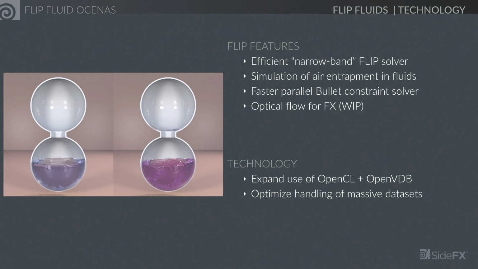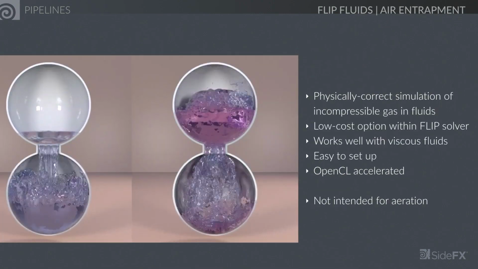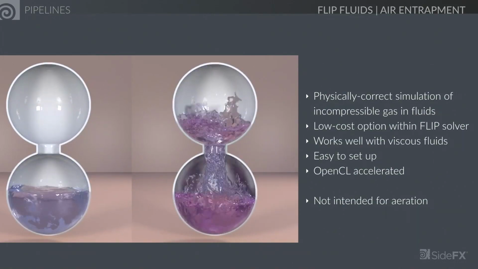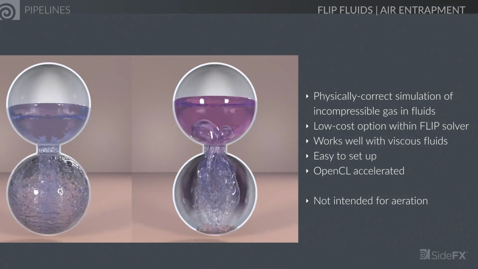And flip has got a bunch of different features to confuse us. One of them is we have the narrowband solver, which we definitely want to use for oceans. We have the ability to do air entrapment. Probably don't want that, but it's there. We also have a really cool optical flow, and physically correct simulation for compressible fluids if you want to do fluid containers. And yes, this will work with foam and spray if you want to enable those features inside of here.